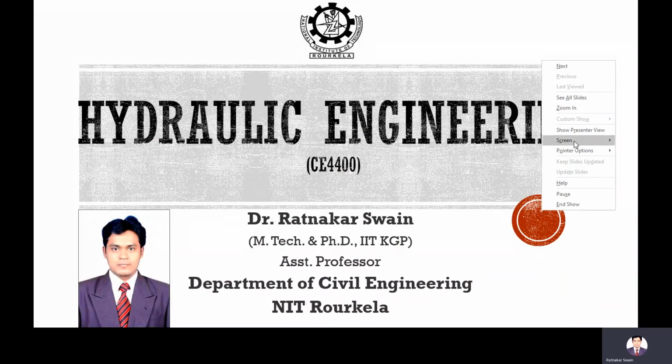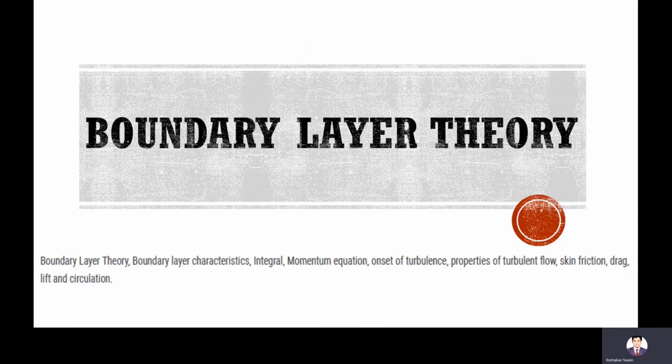Today we'll start a new chapter, that is boundary layer theory. In this chapter we'll discuss the concept behind this theory, the characteristics of the boundary layer, momentum integral equations, turbulence, properties of turbulent flow, skin friction, drag force, lift force and circulation. These things we will discuss in this chapter.